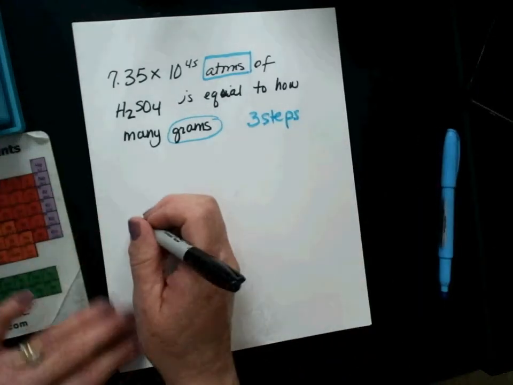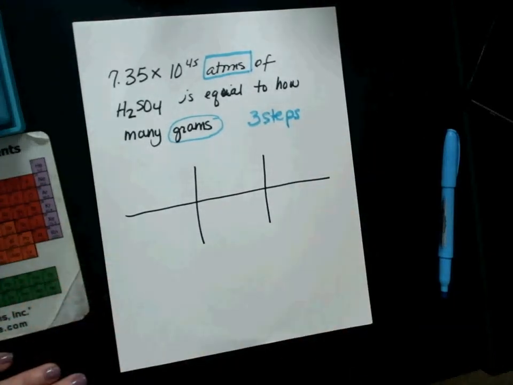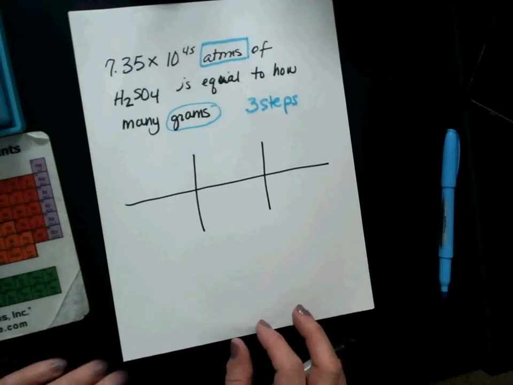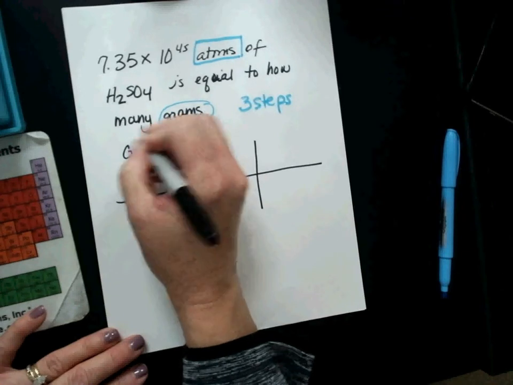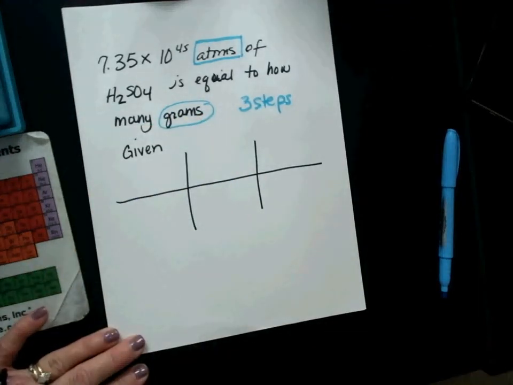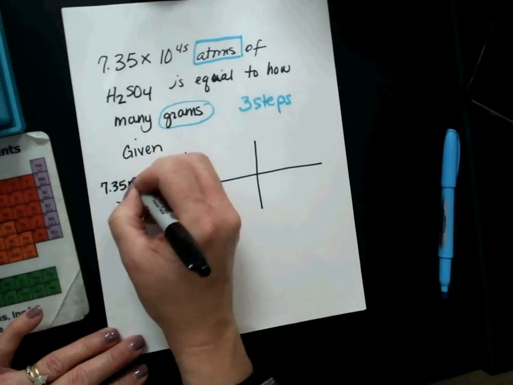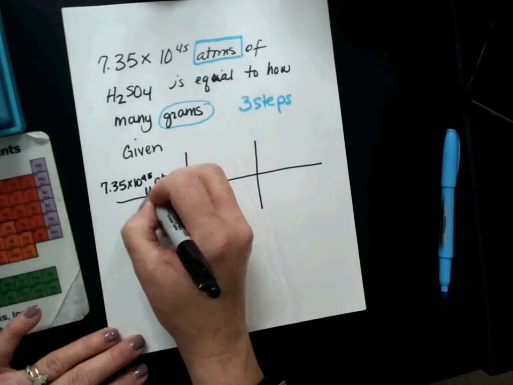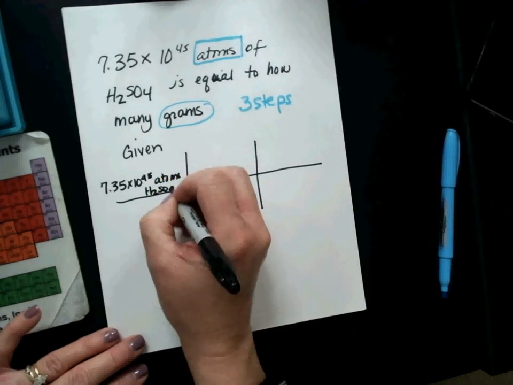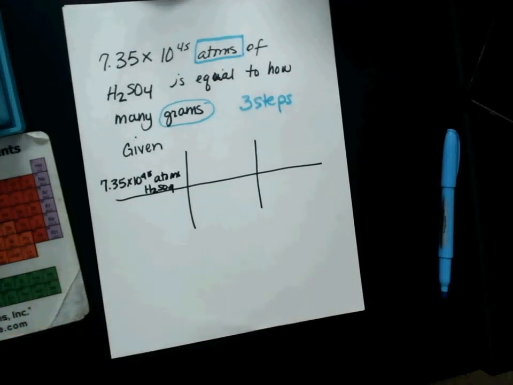So now this time, I'm going to make a set of boxes that looks like that. And I'm going to come up to the top, and we know that in this box, we always put our given. So I'm going to go up to the top, I'm going to find my given. 7.35 times 10 to the 45th atoms, H2SO4. Then I'm going to stop after everybody has that in there. You want to stop and you want to analyze.